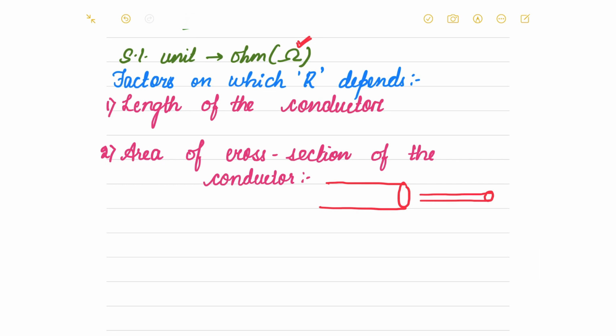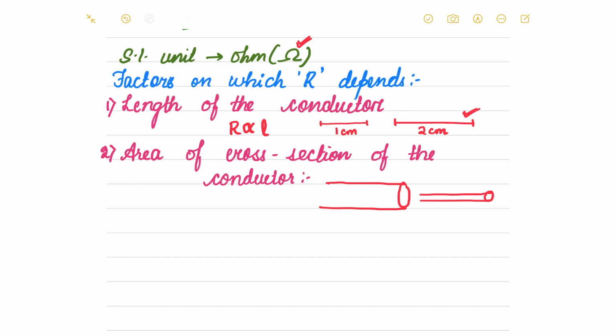Resistance depends upon the length of the conductor. R is directly proportional to L. Suppose we take two conductors and the length of one conductor is, say, 1 centimeter, and the length of another conductor is 2 centimeter. Then the resistance offered by the material will be more if its length is taken to be 2 centimeter than 1 centimeter, because length of the conductor determines the resistance. How? If the length increases, then the resistance of the conductor also increases.